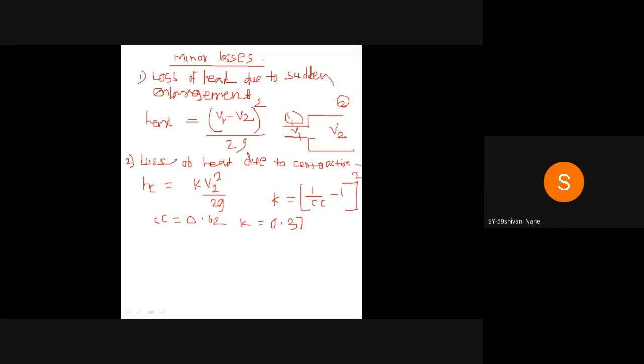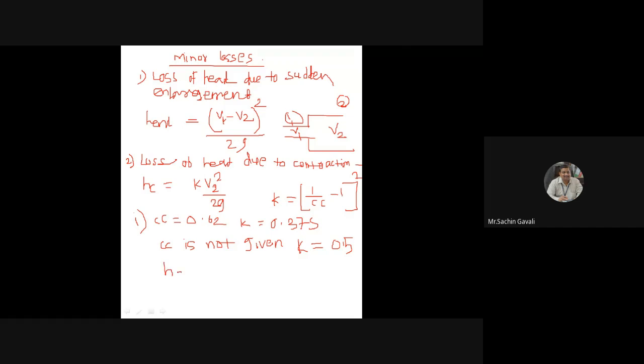K is 0.375 when Cc is equal to 0.62. And if the Cc value is not given, then K should be 0.5. That everything we should remember. If Cc is not given, then K is equal to 0.5 we have to take.